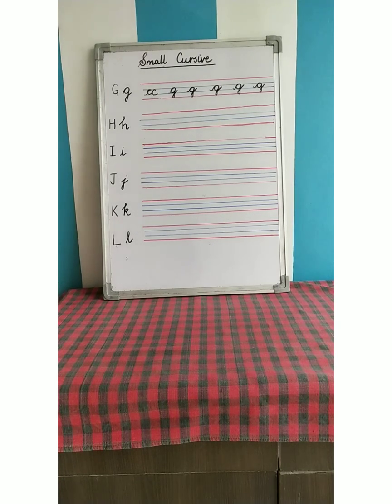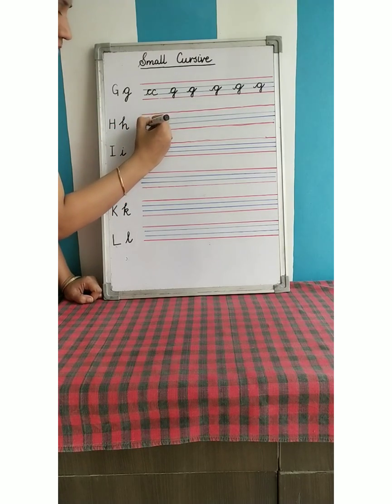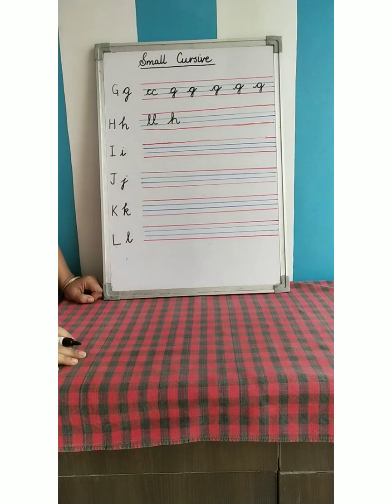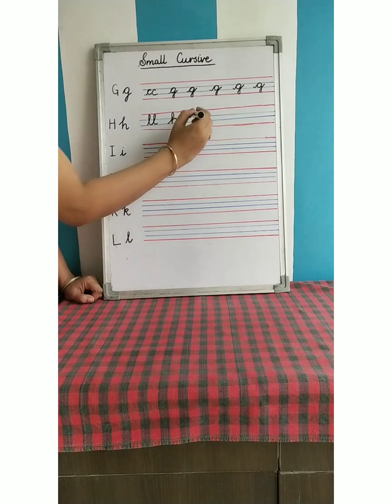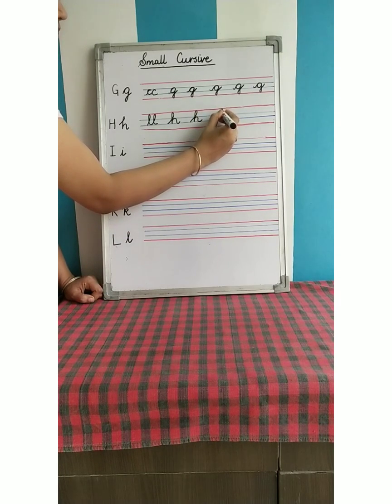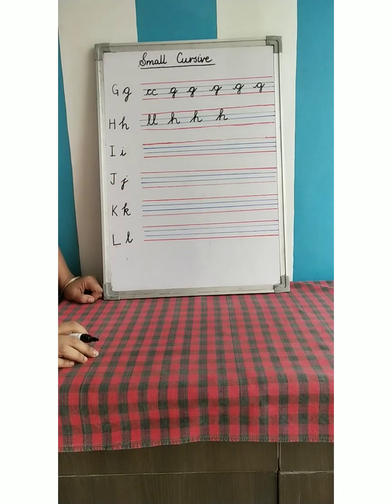Now the next is small cursive H. Now small cursive H is based on this pattern. First we will draw the pattern, extend it and then a curved line forming a tail. Again, pattern and then a tail. The tail pattern will be drawn between the two blue lines.